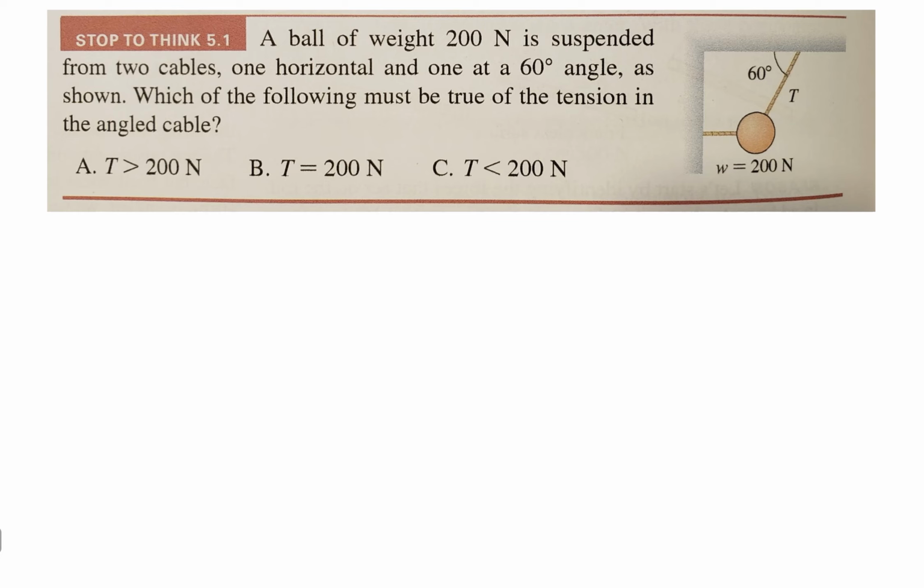A ball of weight 200 newtons is suspended from two cables. This is similar to what we just did. One horizontal and one at a 60-degree angle. Notice this, where the 60 degrees is, as shown. Which of the following must be true of the tension in the angled cable? So take a second to think about this, pause the video, and try to come up with an answer on your own, and then we will talk about it.